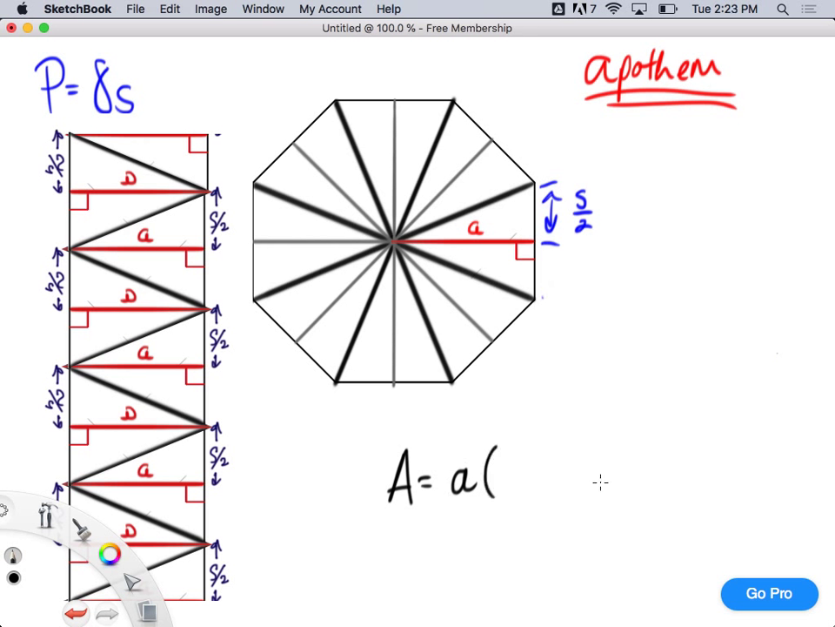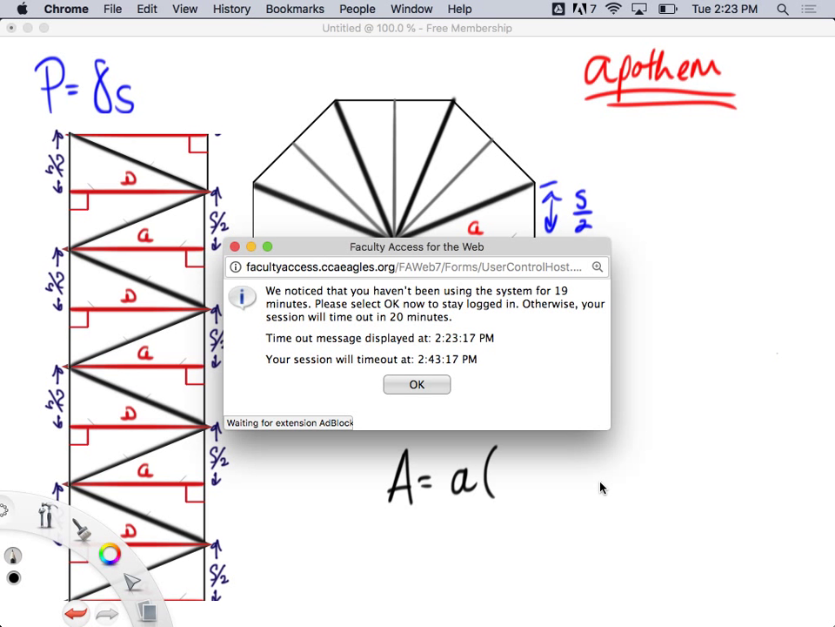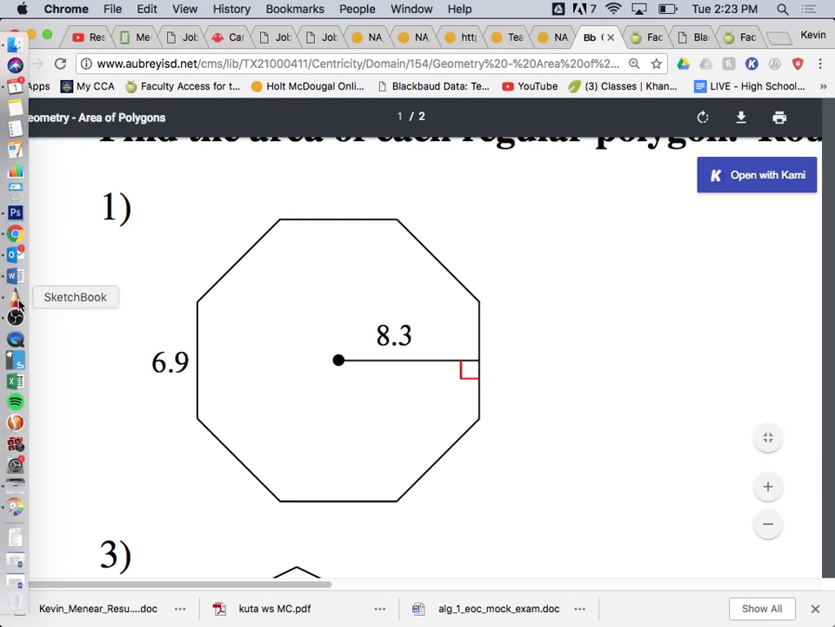Now look, each one of these is S over 2, half an S. So this is half an S, so this is a whole S. That's S, 2S, 3S, 4S. You see, if this is S over 2, then this whole thing is S. Does that make sense? If this is S, that's 2S, 3S, 4S.